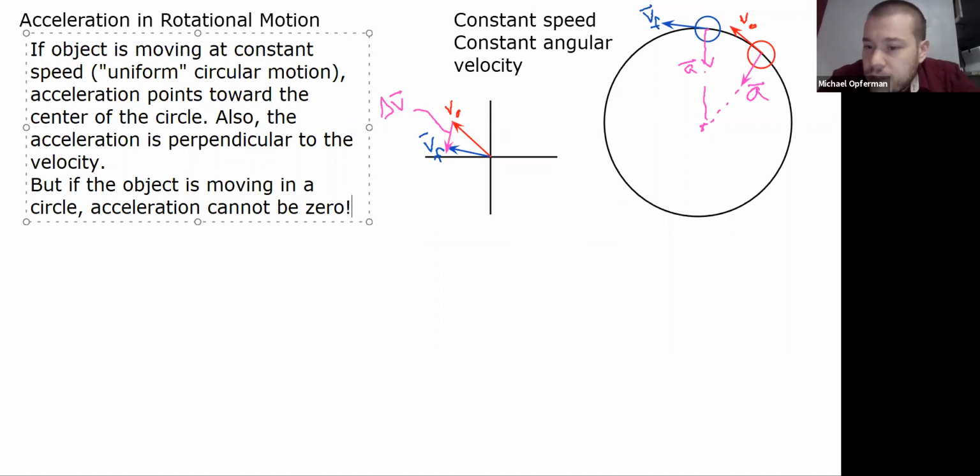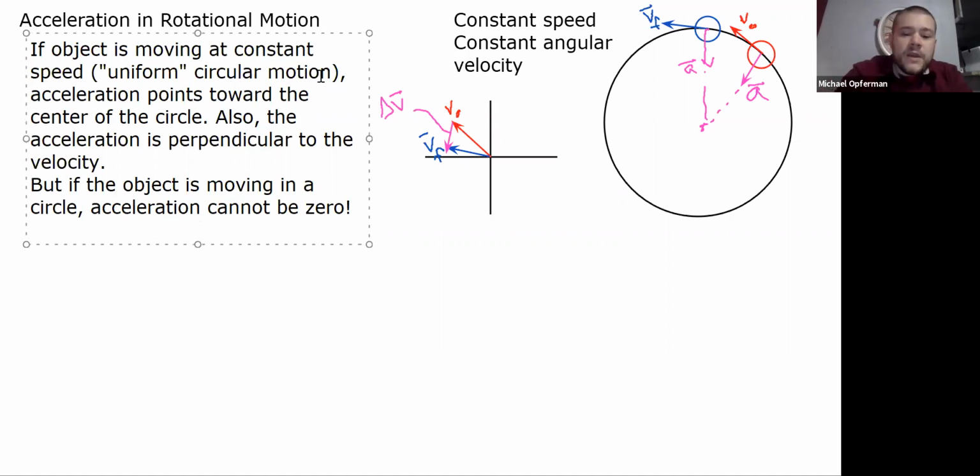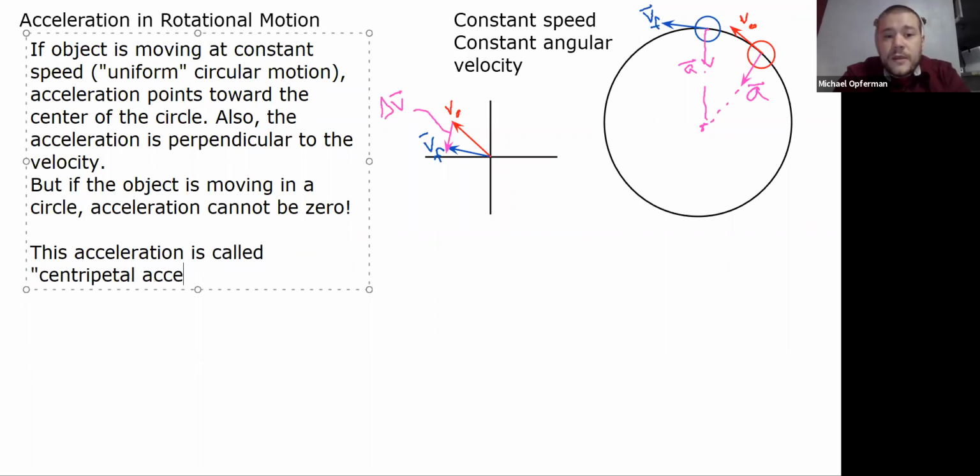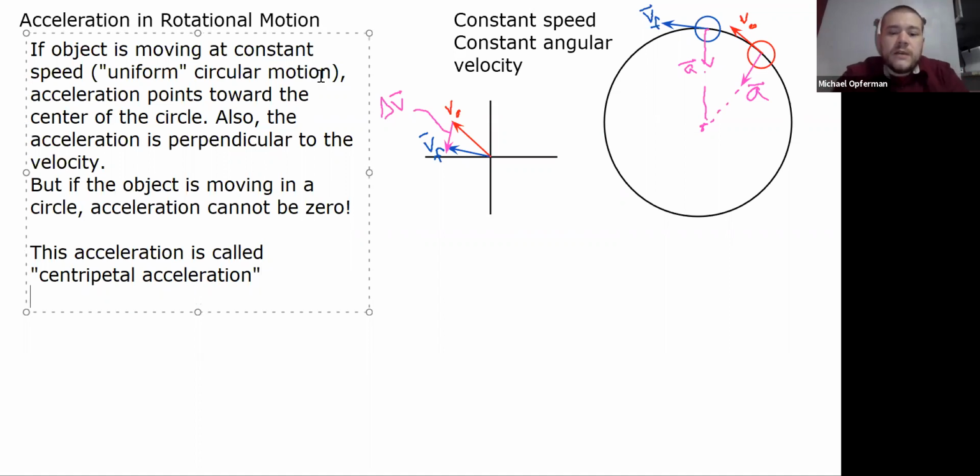And that acceleration that it has, even at constant speed moving in a circle, points back towards the center of the circle. This acceleration is called centripetal acceleration. So centripetal acceleration is the acceleration which is there even at constant speed when an object is in circular motion. It points back towards the center of the circle. So the direction of centripetal acceleration is toward the center of the circle.